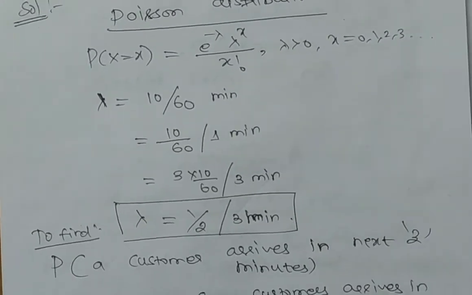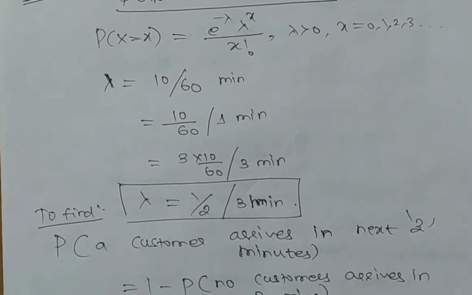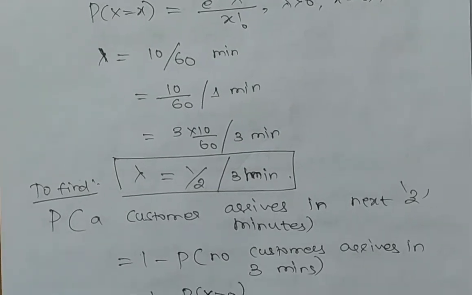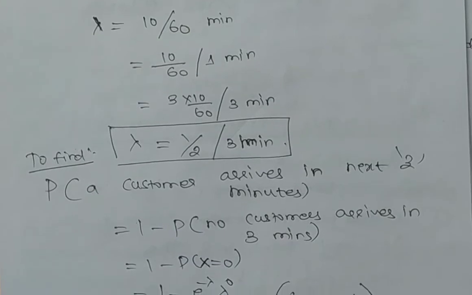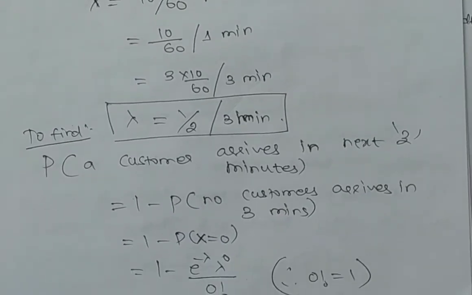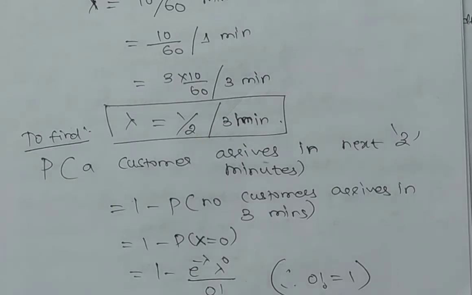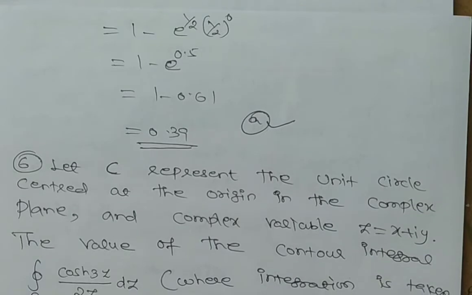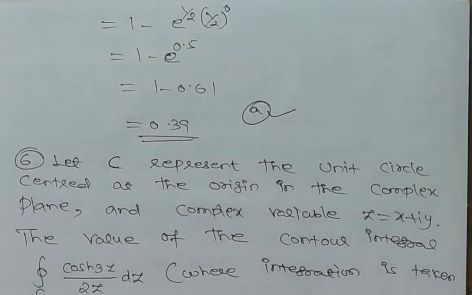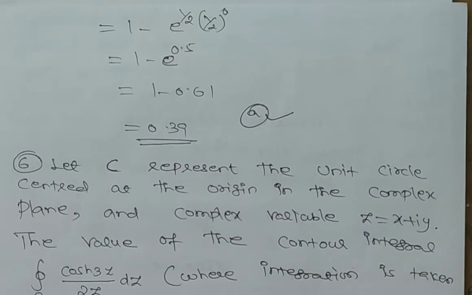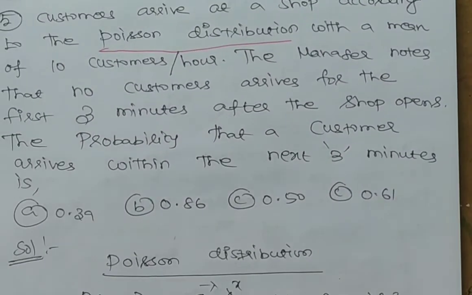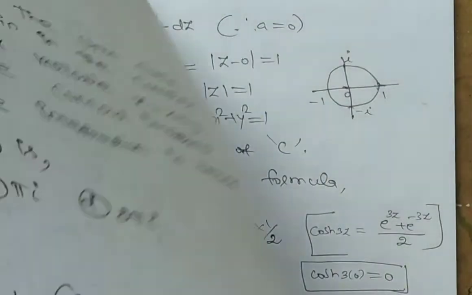Now, what we want to find? The probability of a customer arriving in the next 3 minutes. This can be written as 1 minus the probability of no customer arriving in 3 minutes, which is 1 minus P of x equal to 0. Substituting, 1 minus e power minus lambda, lambda power 0 by 0 factorial. The value is e power minus 1 by 2, 1 by 2 power 0, so 1 minus e power minus 0.5. This can be written as 1 minus 0.61. The answer is 0.39, which is given. Option A is right.